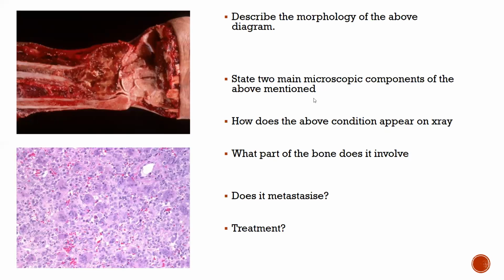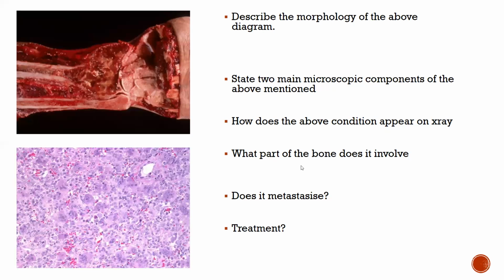Two main microscopic components of the above mentioned giant cell tumor: you just see something big here with multiple nuclei, so that is a giant tumor cell itself, and then it's also mixed with stromal cells. How does the above condition appear on an X-ray? I'll also attach one X-ray picture after this slide so that you could know that this is giant cell tumor. On an X-ray, it looks like a soap bubble appearance.